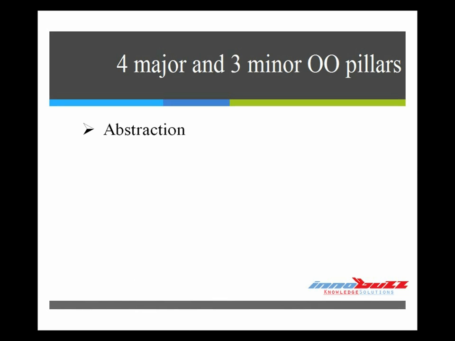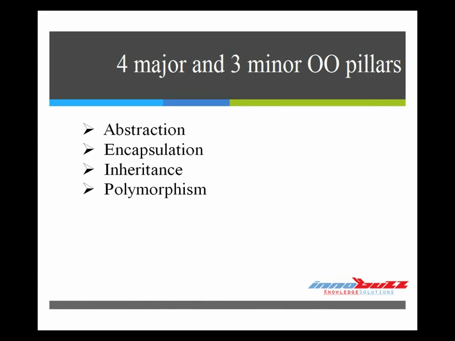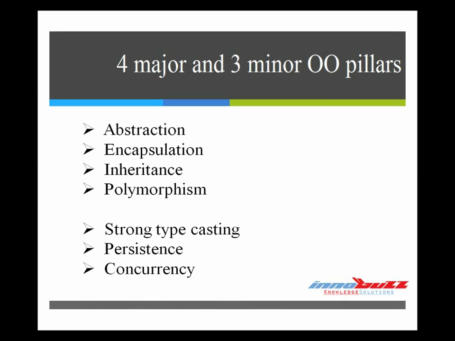We have seen the abstraction, which is one of the most important major pillars. We are going to see the encapsulation. We have mentioned the inheritance. We will talk about the polymorphism. These were the 4 major, and the following are the 3 minor pillars. The strong typecasting, the persistence, and the concurrency. Let's go now in details about these concepts.